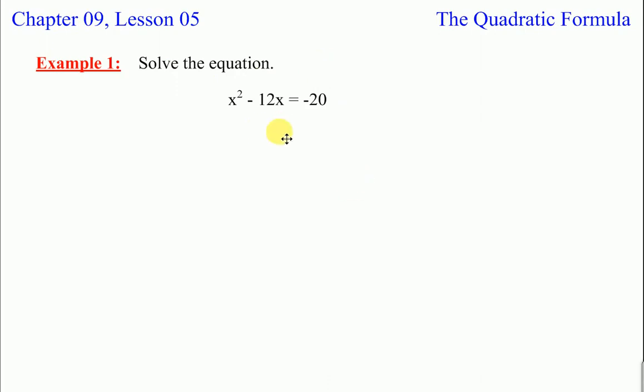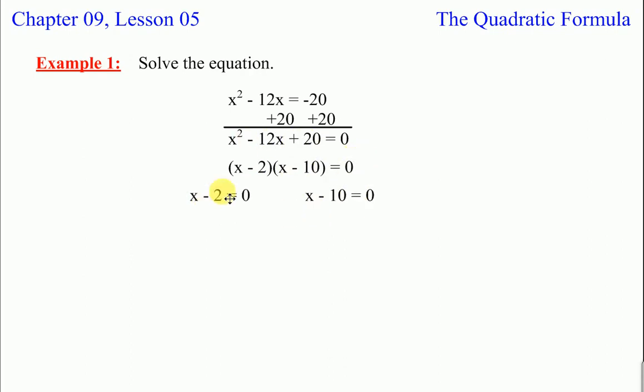Okay, we'll solve this. The way we've solved it before, we've looked at this and said, okay, I can use the box method and solve that: x minus 2, x minus 10 equals 0. So if x minus 2 equals 0, then x is 2. If x minus 10 equals 0, then x is 10. Okay, this is how we've done it so far. If we can use the box method, we can do this right here.